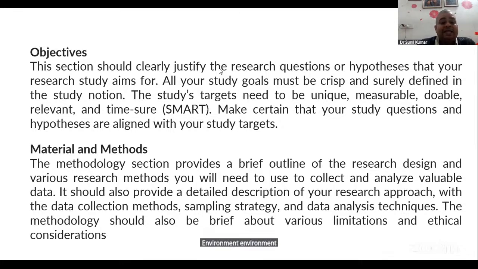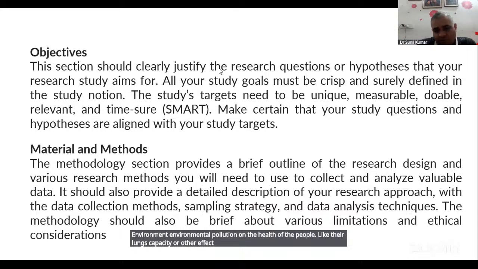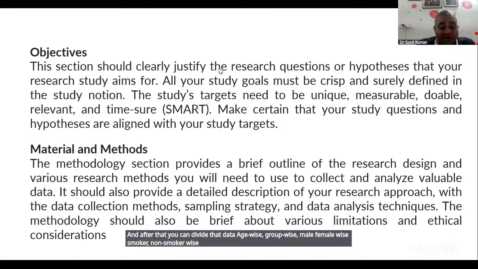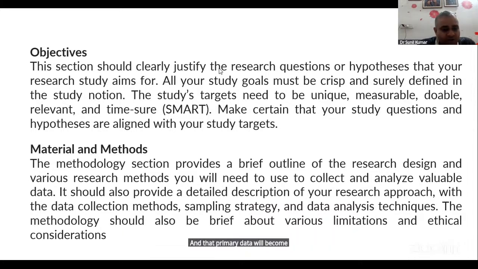environmental pollution on the health of people, like their lung capacity or other effects, you can do it. You have to prepare a questionnaire and spread that questionnaire to the people and ask them. After that, you can divide that data age wise, group wise, male, female wise, smoker, non-smoker wise, alcoholic and non-alcoholic people. With these parameters, you will get all the data and all the replies. After that, you can decide what you have to do with this primary data. That primary data will become your raw data for your research.